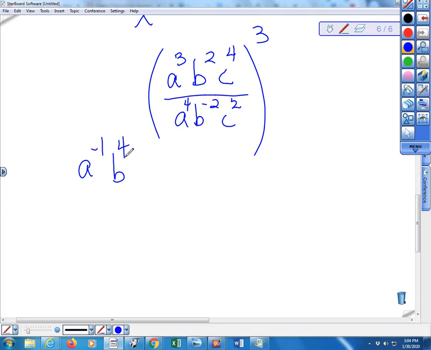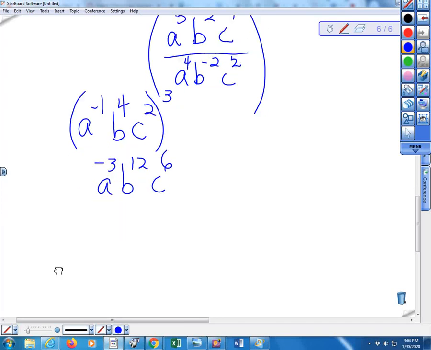Okay? 4 minus 2, and then I cube it. And when I raise exponents to exponents, what do you do? You multiply. So negative 1 times 3, 4 times 3, c to the 6. Now, usually they don't want answers with negative exponents.